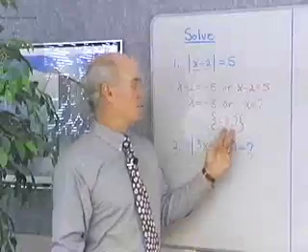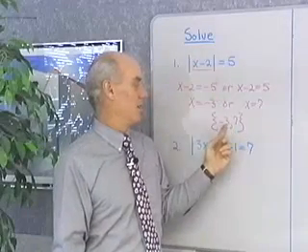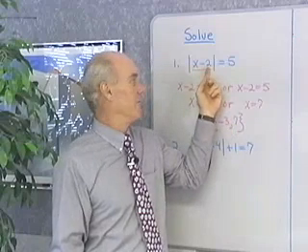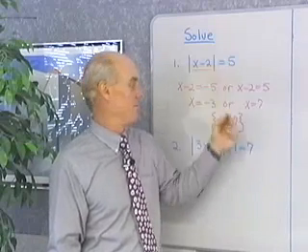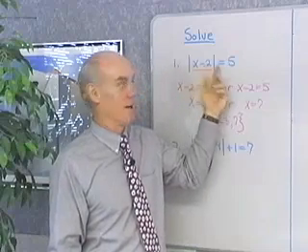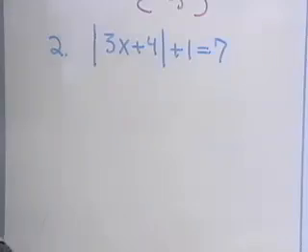Either of these two numbers, if I replace x with them, gives me a true statement. If I put in negative 3 for x, I have negative 3 minus 2, which is negative 5, the absolute value of which is 5. If I put in 7, I have 7 minus 2, which is 5, the absolute value of which is 5. So two solutions. Let's look at our next example.